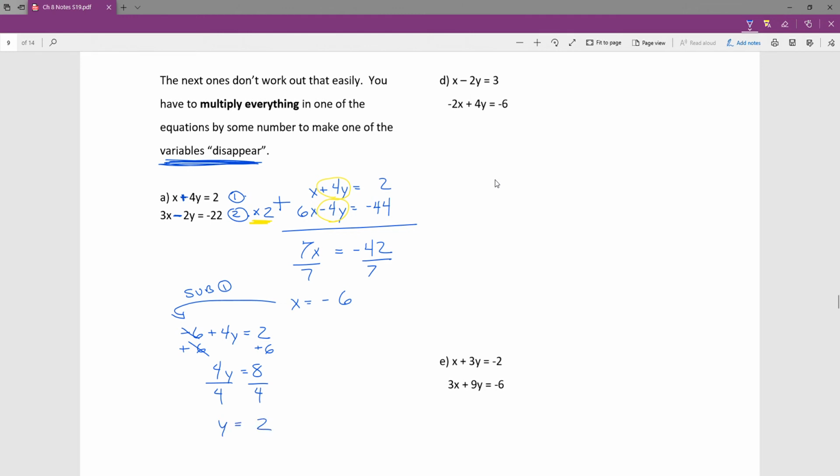And from all of this, what I can put together is that it is a consistent system, and I've got the point -6 and 2 where these two lines intersect. So that is the value of x and the value of y that satisfy both of these equations.